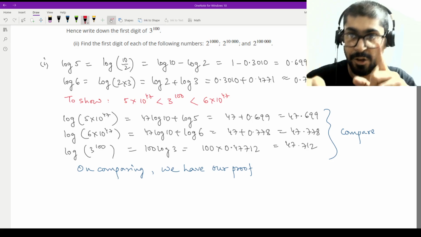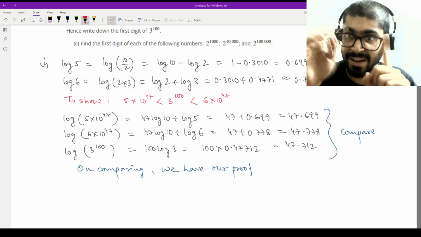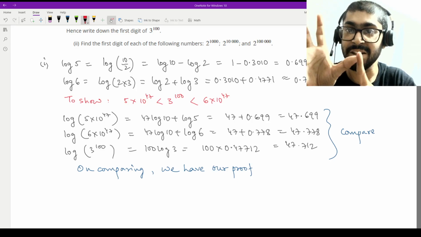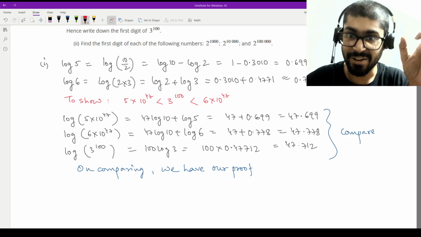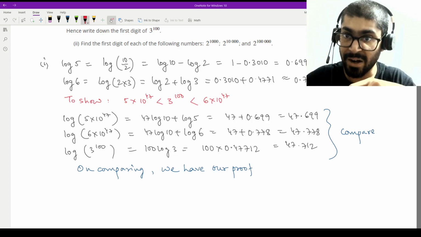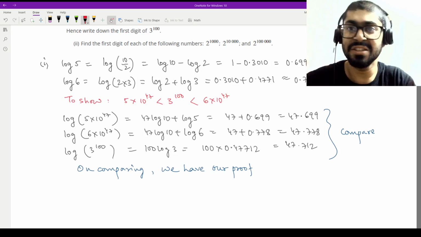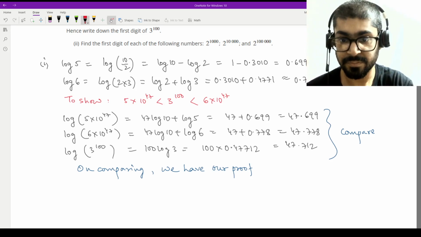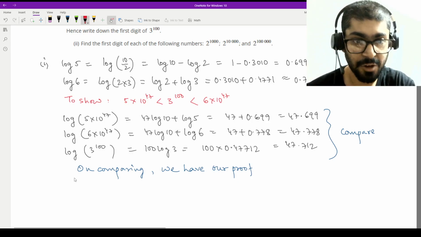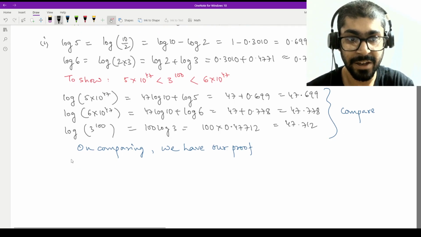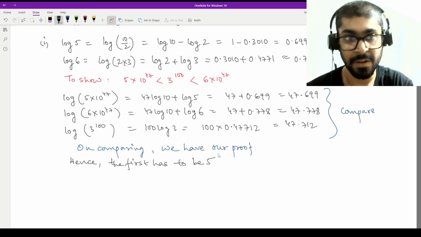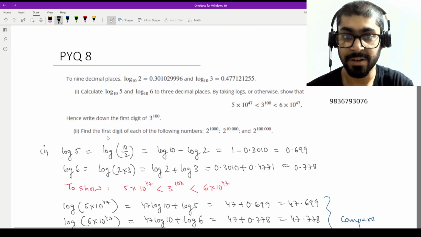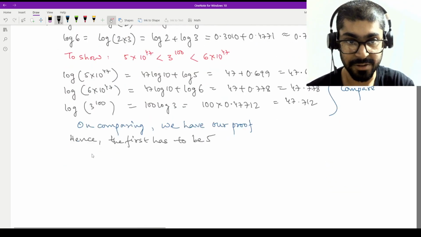It is 1 less than it, because these are integers, right? So it will be less than or equal to 5 and then 47 nines, isn't it? So 5 9 9 9 9 9 9 till 47. If it starts from 5 0 0 0 0 1 and goes on till 5 9 9 9 9, then the first digit is always 5. So that is the logic. This also shows that the first digit has to be 5. Now we are going to use this logic and find the first digits of these three numbers.